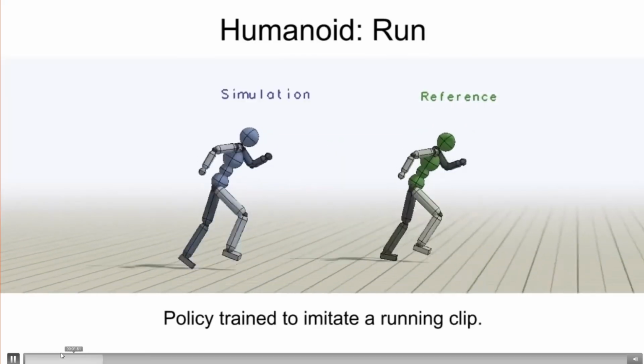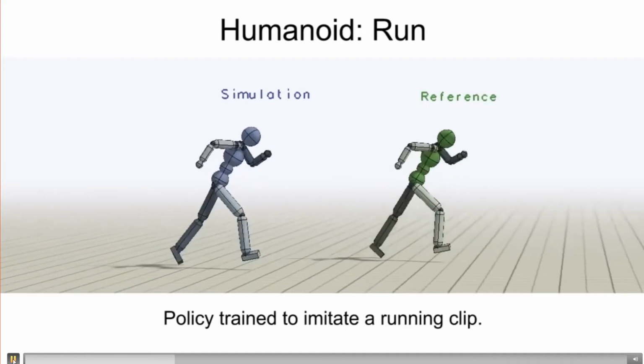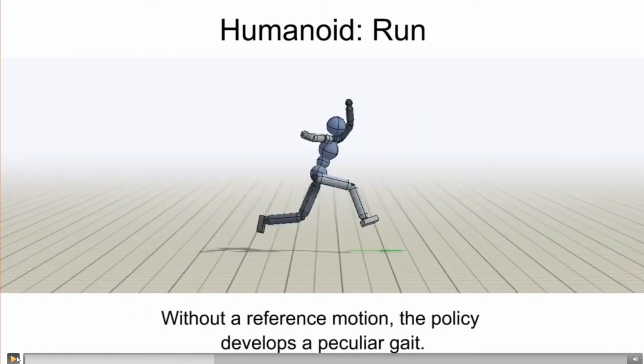So here you can see we have a trained policy, and as you can see, the simulation was able to mimic the training clip with very, very high proficiency. And that's great. But that was actually done years ago in the previous paper I showed you. So that's actually not innovative. Okay. Now, what happens when you don't have reference motion?